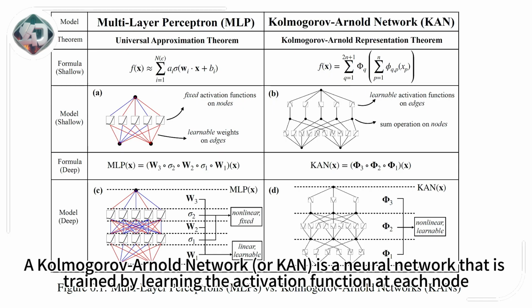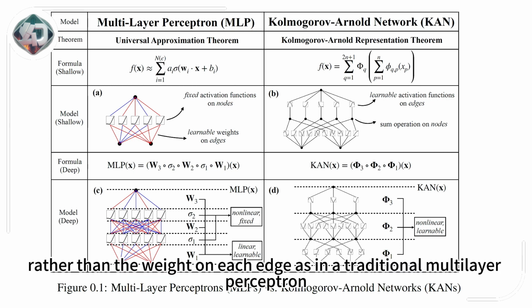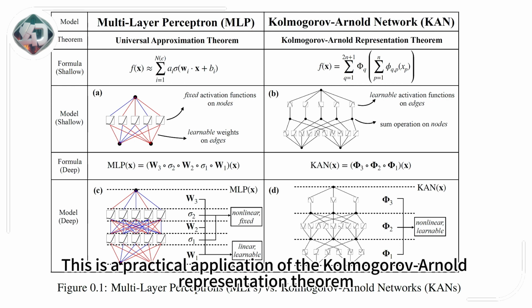A Kolmogorov-Arnold network, or KAN, is a neural network that is trained by learning the activation function at each node, rather than the weight on each edge as in a traditional multi-layer perceptron. This is a practical application of the Kolmogorov-Arnold representation theorem.